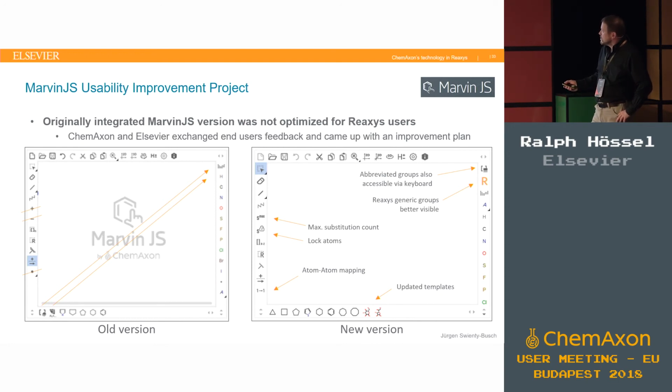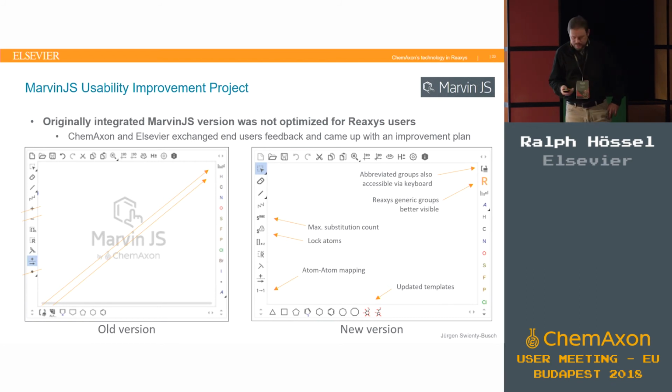So for example, the Reaxys generic groups are much better visible now. We have atom-atom mapping included. We have the maximum substitution count included, which was a big request. And we also updated the templates, which were very basic before and now are a little bit more sophisticated. Again, very good cooperation.